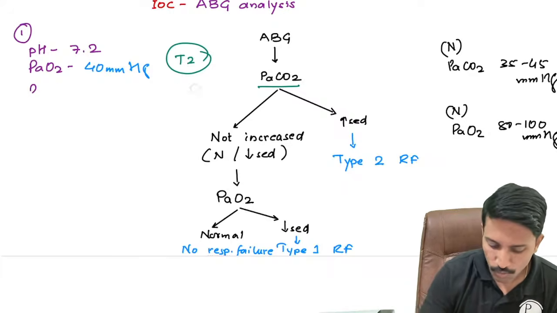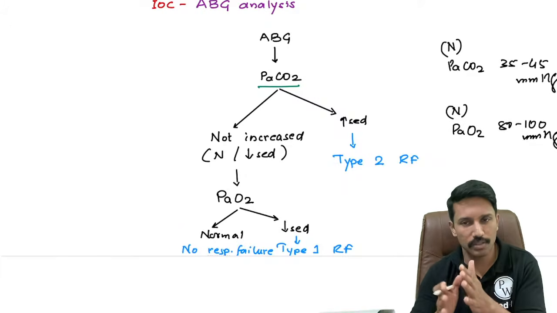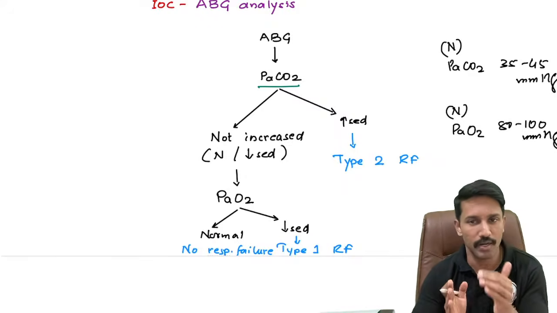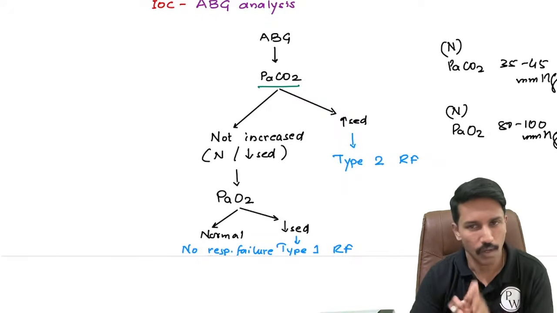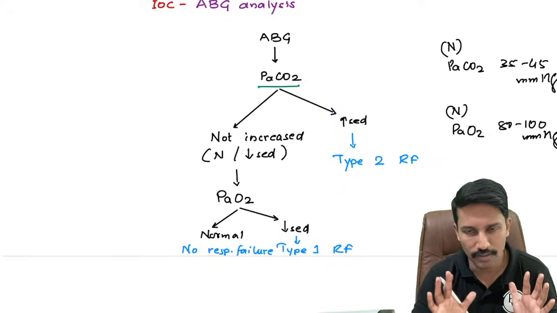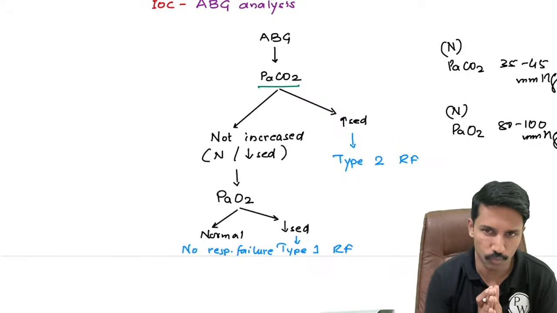So whenever they ask you a question on the respiratory failure, define it as impaired oxygenation or impaired carbon dioxide clearance. Impaired oxygenation is type 1, impaired carbon dioxide is type 2. How to make a diagnosis? Write down this algorithm. Okay, so that is about the classification of respiratory failure into type 1 and type 2.